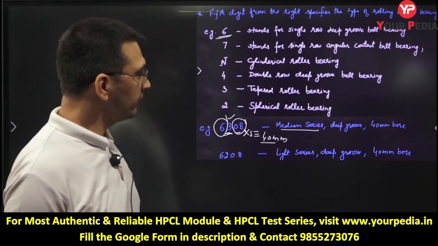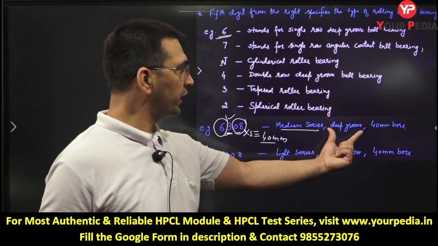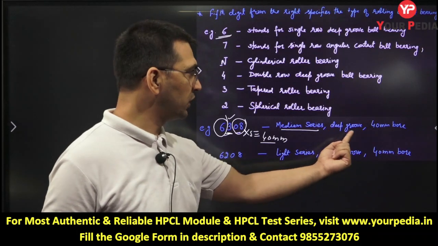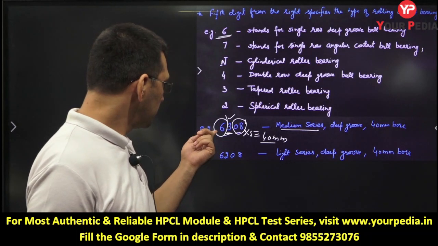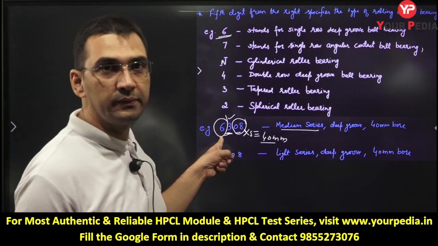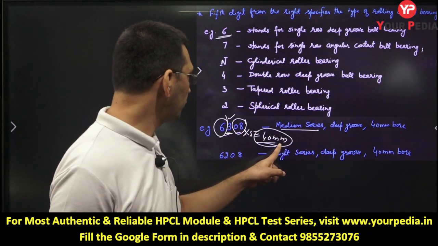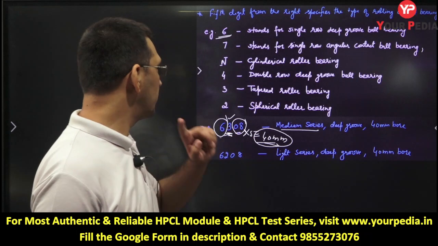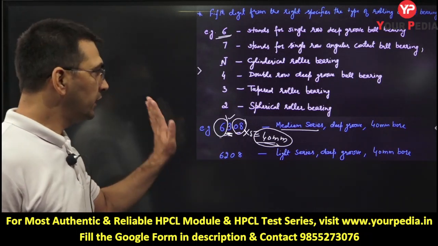Deep groove ball bearing. So deep groove ball bearing, single row deep groove more appropriately, agar aap likhna chahte ho, complete description likh sakte ho. I have not written the complete description, but anyway, that stands for single row deep groove ball bearing having bore diameter 40 mm and is of medium series. Width series ke bare mein kuch nahi bata raha, right? To ye dhyan rakhna hai aapne.